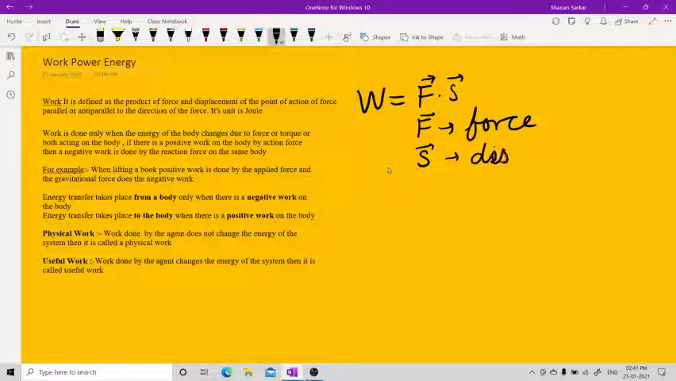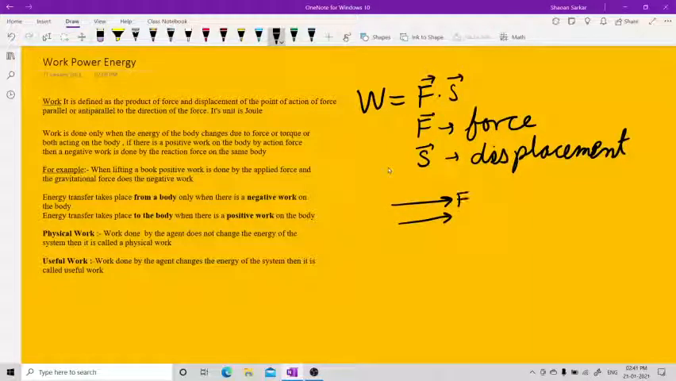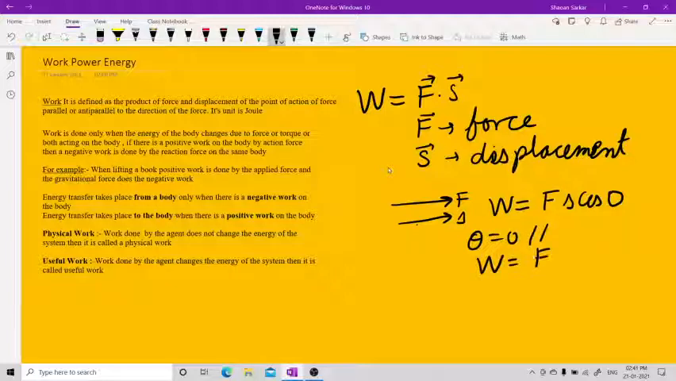I use the word displacement. Now see, I have said that work is the product of the force and displacement of the point of action of the force, parallel or anti-parallel. Supposing the force is in this direction and the displacement is also in this direction, then they are both parallel. So it is Fs cos theta, cos 0, because theta would be 0 when they are parallel. So this gives work equal to Fs.